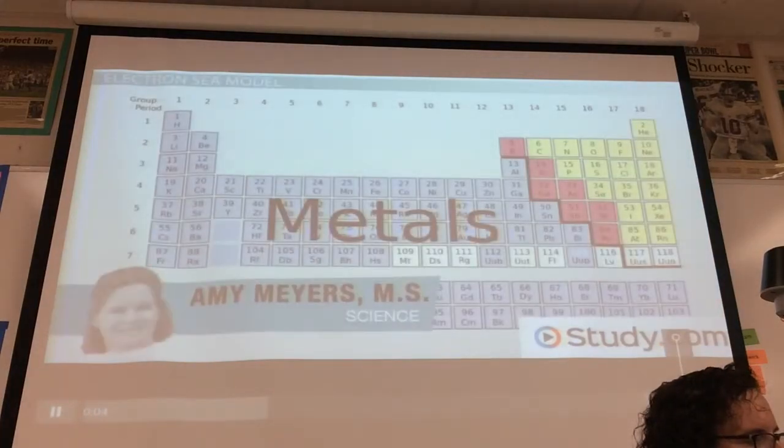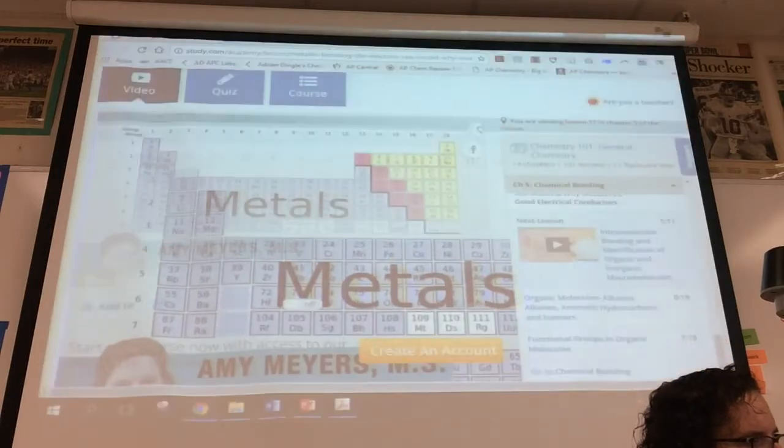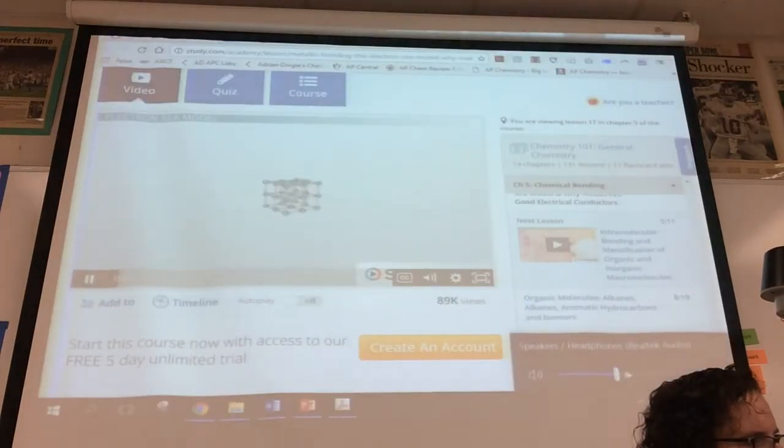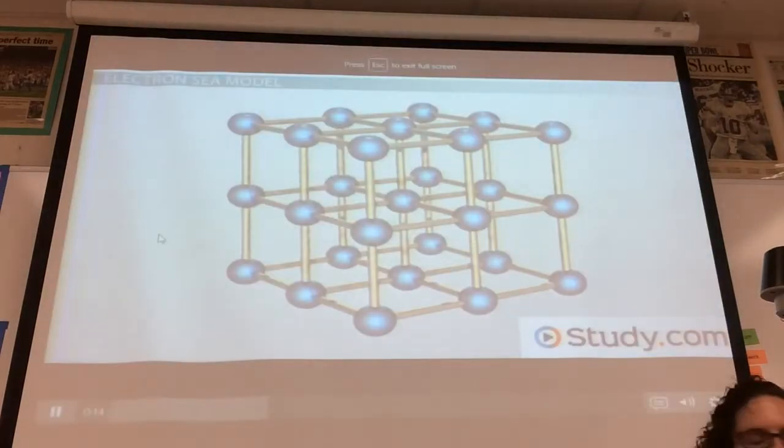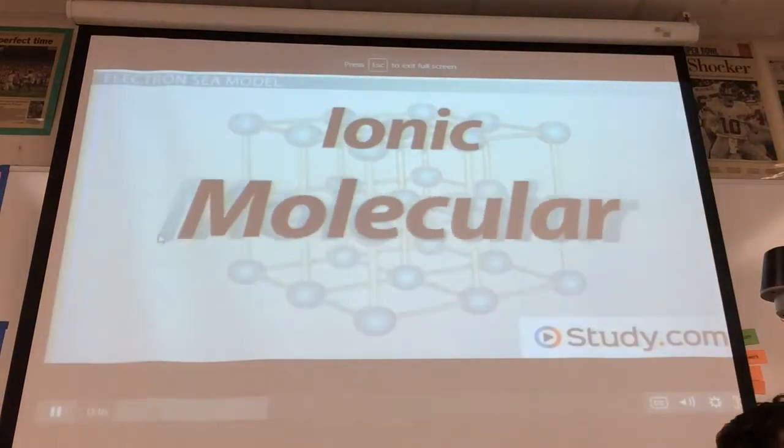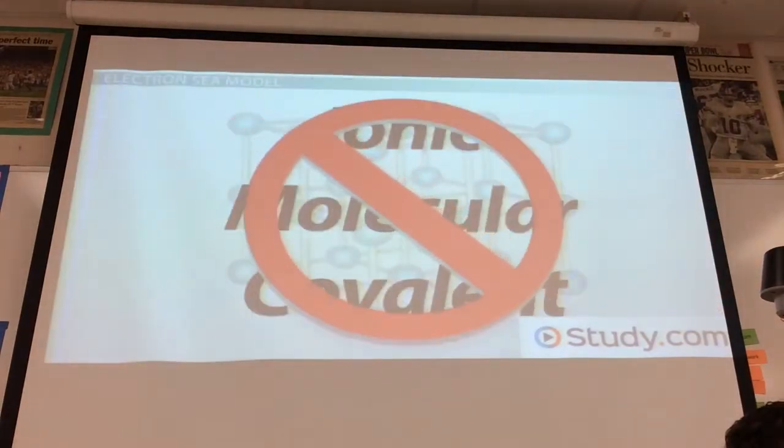Metals make up most of the elements in the periodic table, around 80%, and they are special. When metals bond with themselves, they bond in a different way from when they bond with other elements. It is not ionic or molecular or covalent. It is its own metal bond.